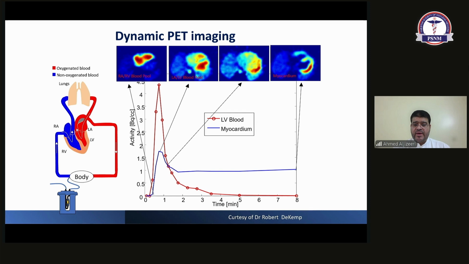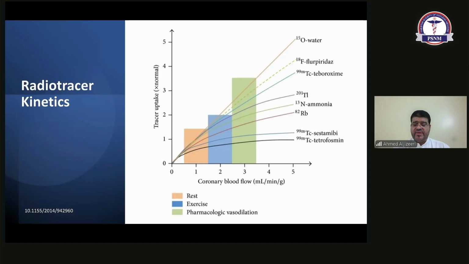This also has to be taken into account with the kinetics of the radiotracer. As we know, the best radiotracer is the tracer that has a 1 to 1 relationship between myocardial blood flow and tracer uptake, and that's only O15 water, which unfortunately has a very short half-life, and on top of that, it has to be done in a cyclotron.